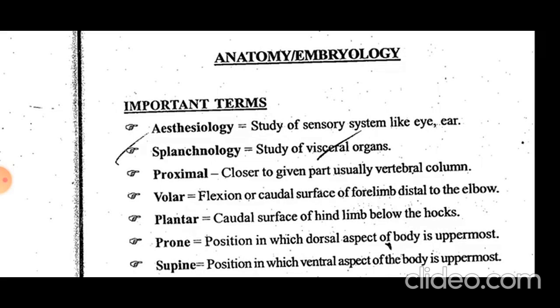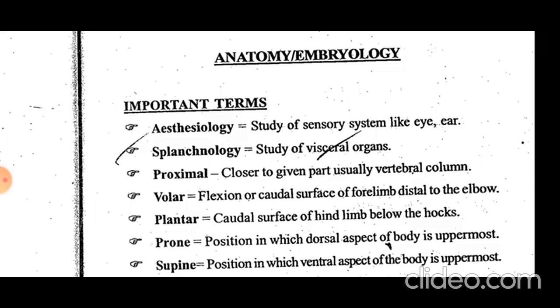Proximal means closer to a given part, usually the vertebral column. The closer to the vertebral column, the more proximal. Proximal extremity is usually used for long bones, ossa longa, and the extremity opposite to it, the other end, is the distal extremity. Proximal extremity means near to the vertebral column, and distal extremity means the extremity far away from the vertebral column.